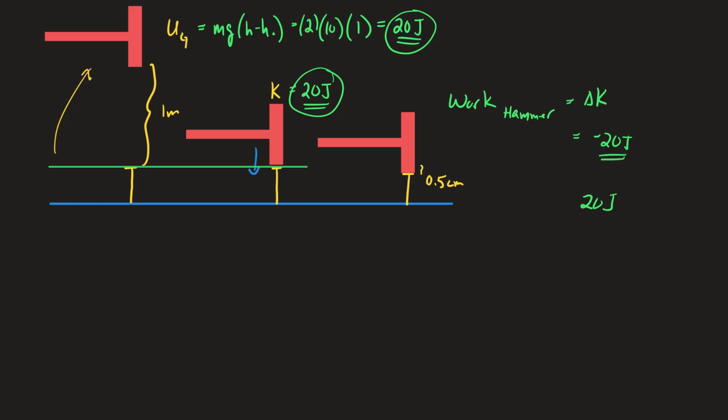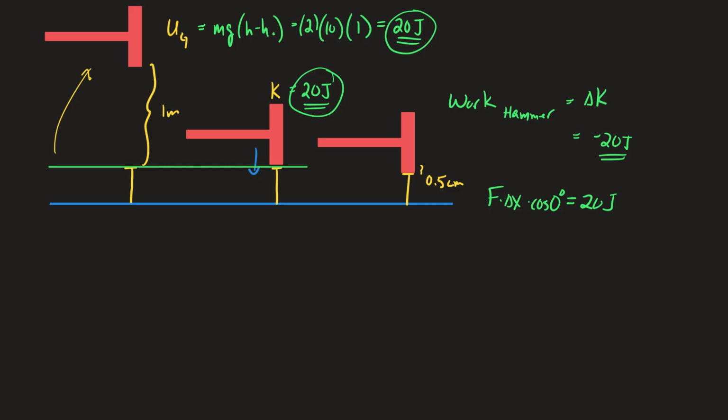Okay. So we want to know how much force the hammer applied to the nail. Well, remember the hammer's doing work on the nail. It does 20 joules of work. That work has to be the force times the displacement times the cosine of 0 degrees. The hammer pushed down, the nail went down, so the angle is 0 between the pushing force and the direction the nail went. Agreed?